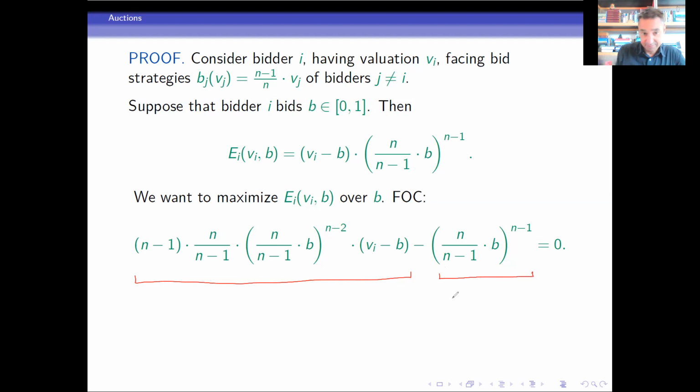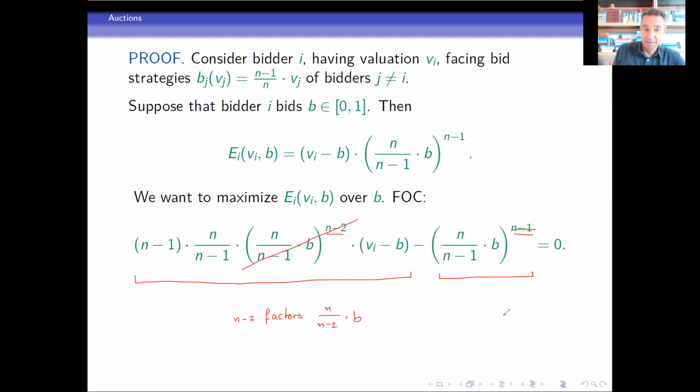And both terms have n-2 factors of the form n divided by n-1 times b in them. And so there are n-2 of them over here, and there are n-1 of them over there. So both of them have at least n-2. So you can throw out n-2. I simply divide by n-2 of these factors. That means that all these are gone. And here one of them remains.